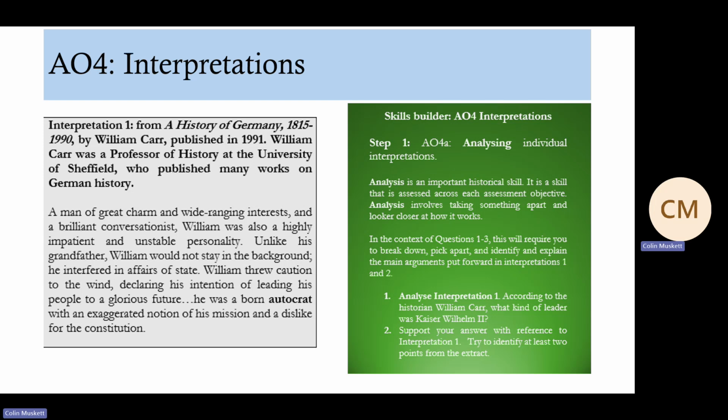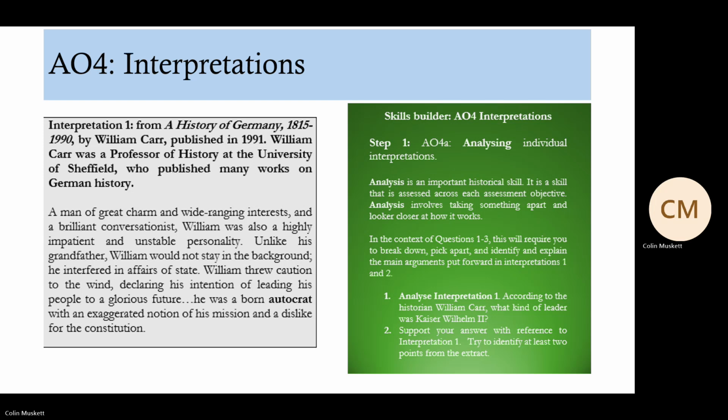So the first question will ask you to compare the 2 interpretations, okay, and all you have to do is explain the ways in which they're different. It's really easy. 4 marks, 5 minutes. Interpretation A says this and this, and this is different to interpretation B, which says this and this.